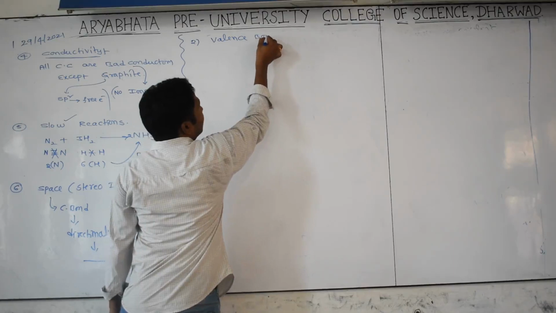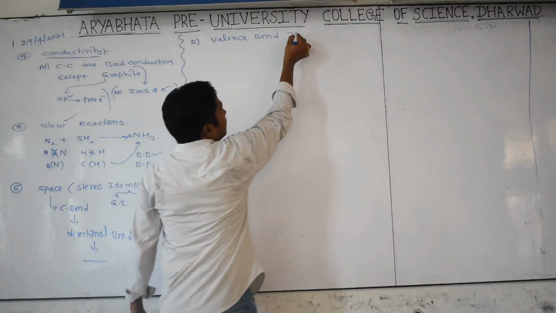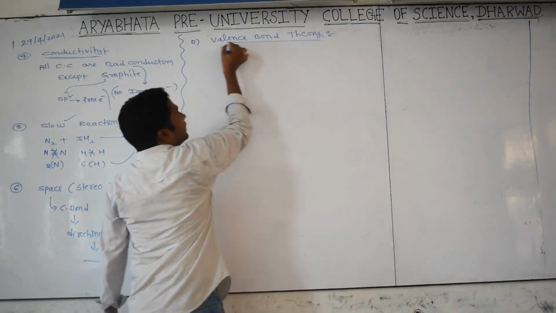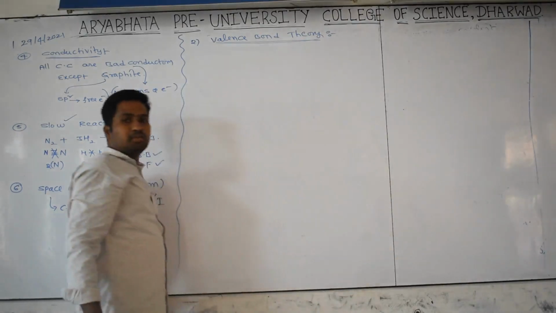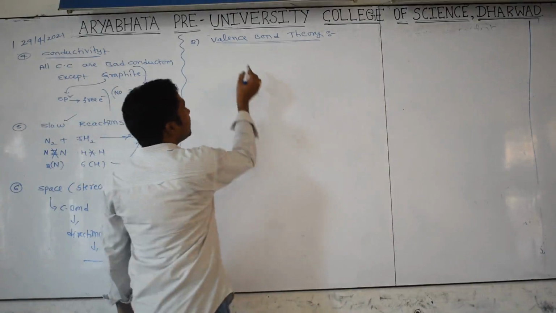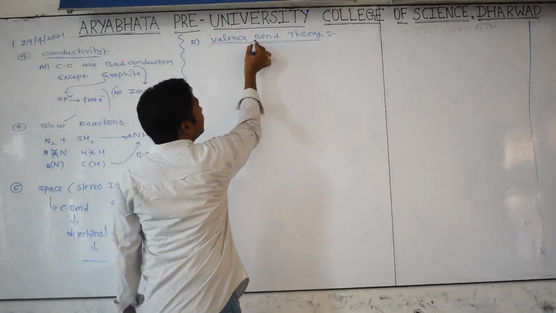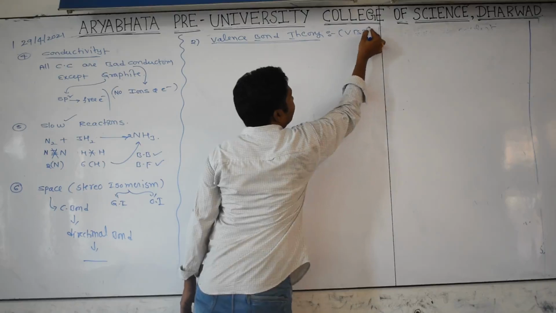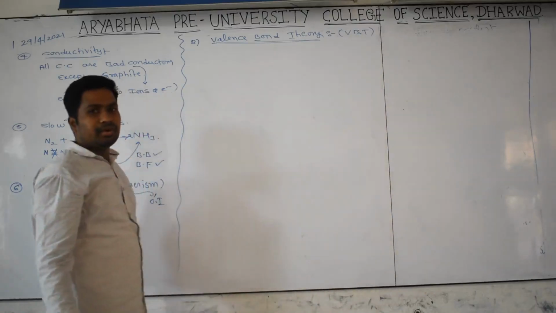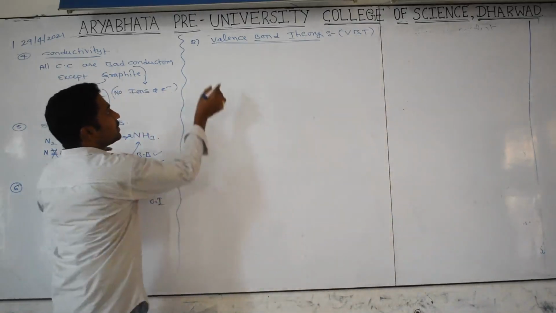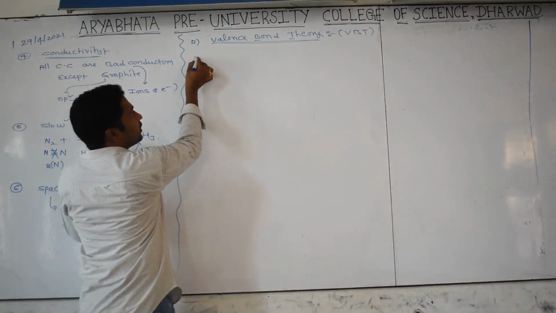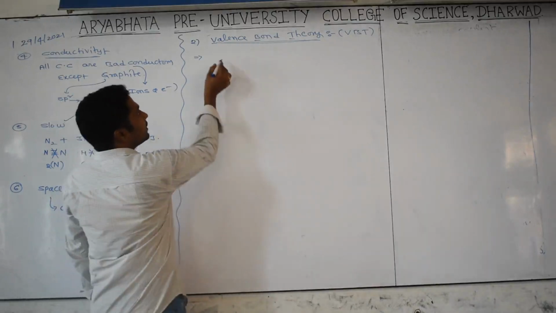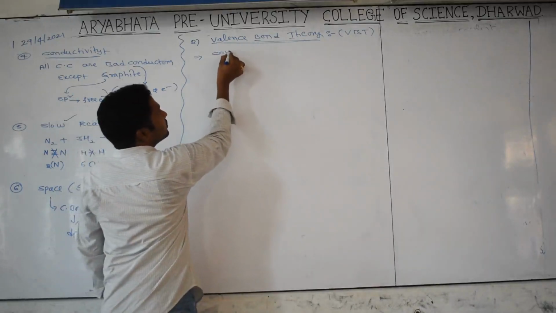Valence bond theory. What is this valence bond theory? For short, we call it VBT. Sir, what is the meaning of this theory? This is one of the theories. Listen very carefully, all of you. Valence bond theory successfully explains the covalent bonds.